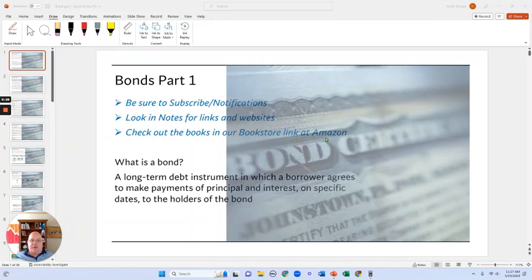So what we're talking about in this area is bonds, part one, and a bond is essentially a loan. You can go get a loan for a car, a house. Firms can actually get loans from the bank as well, but another security they could offer is bonds, where they typically give up collateral, just like you would your car or your house. But it is a long-term debt instrument in which a borrower agrees to make specific payments of principal and interest. That's not entirely true. A lot of bonds are interest only on specific dates to the holders of the bond.